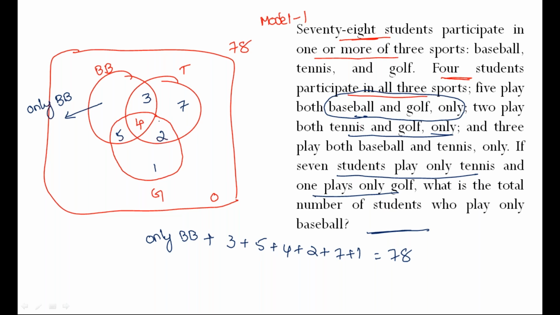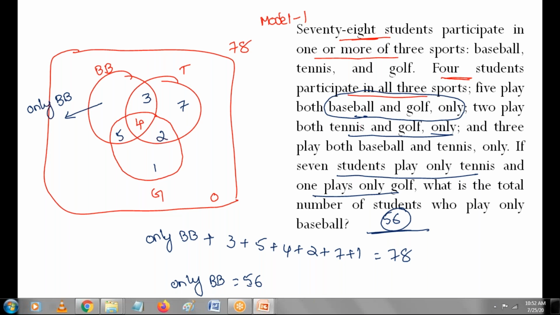Why adding? There is no overlap. This area is 2, this area is 7, this area is 3, this area is 5, this area is 4, this area is 1. The total area is 78. There is no overlapping. Now, if you go ahead, we have 10, we'll get 22. So the total 56 is the answer. Only baseball is 56. See the question, fill in the blank. In TCS and other company tests, you have numeric type, fill-in-the-blank questions. Yeah, 56.